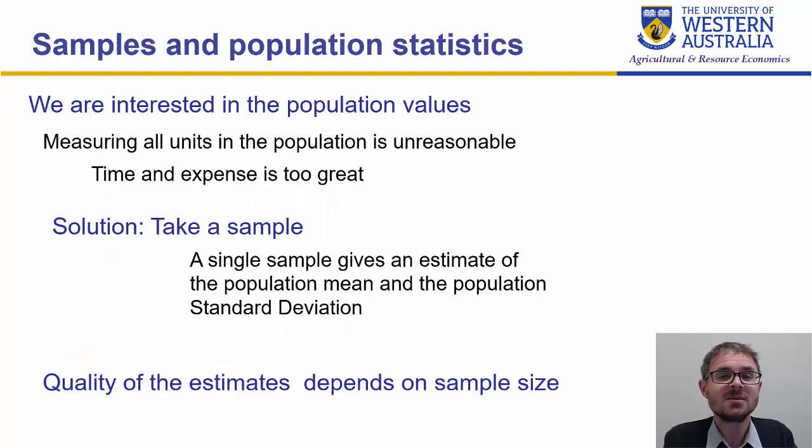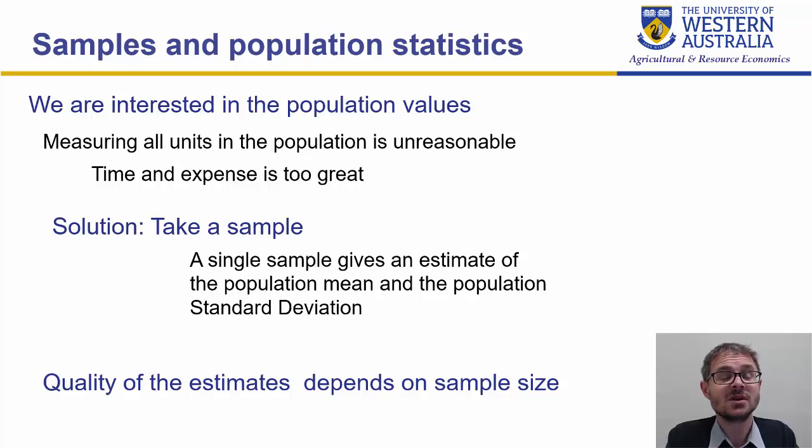Okay, so what are we doing? A couple of things that we need to be aware of. We're interested in population values, but we can't ever really get a handle on the population, so we take samples. When we take a sample, we can use that sample to give us an estimate of the population mean and the population standard deviation. And we saw some scenarios where the quality of our guess about the population mean and the population standard deviation depends on the sample size.